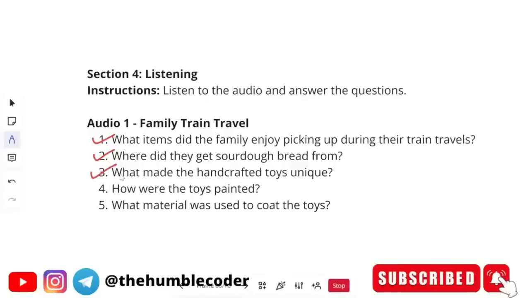What made the handcrafted toys unique? The answer will be, the handcrafted toys were unique because of their glossy lacquered finish made from a natural resin.